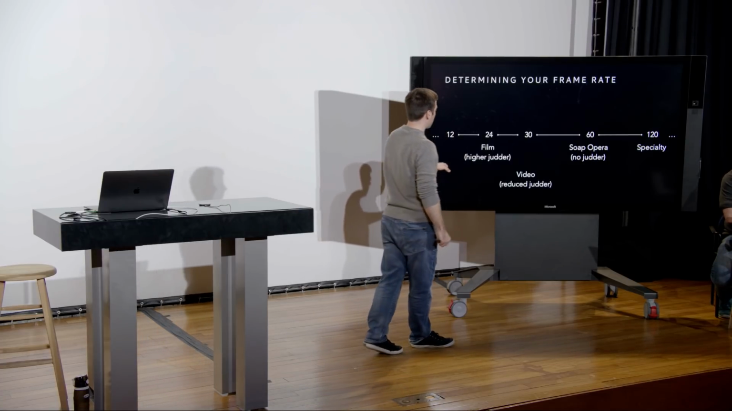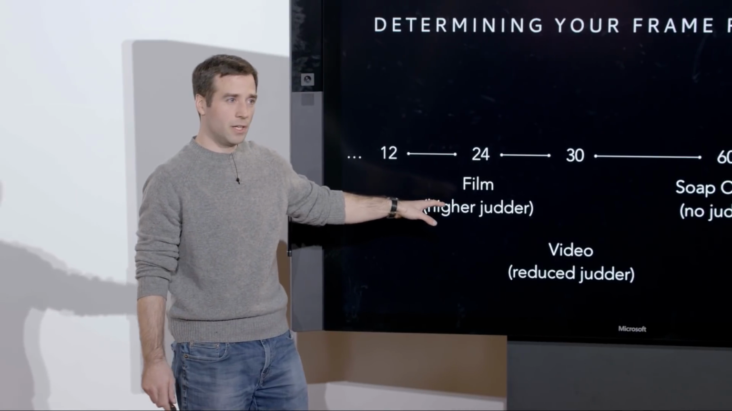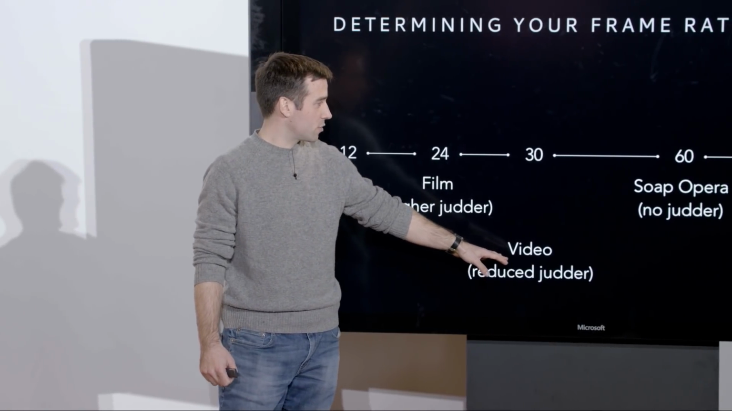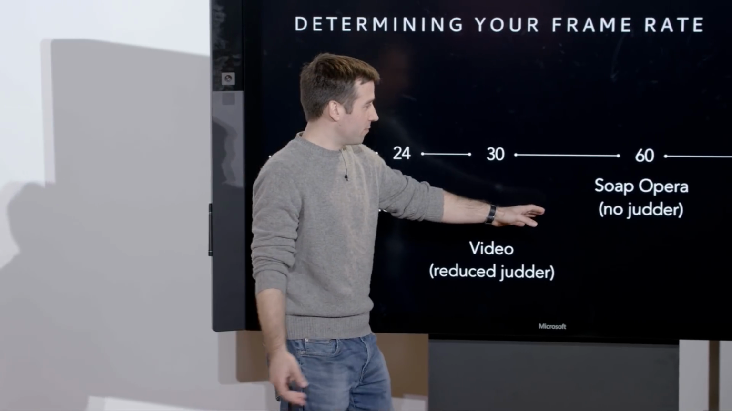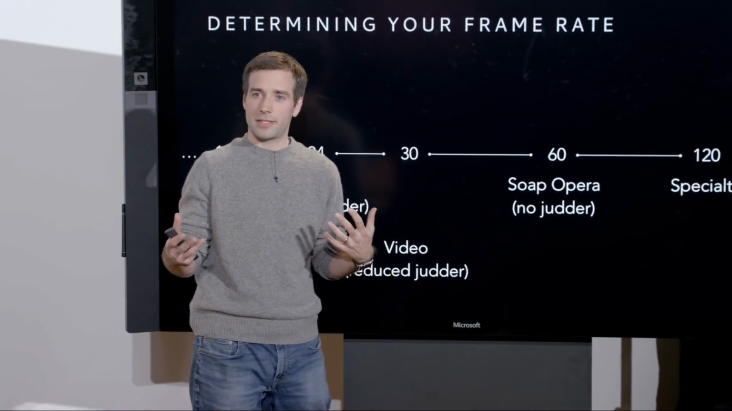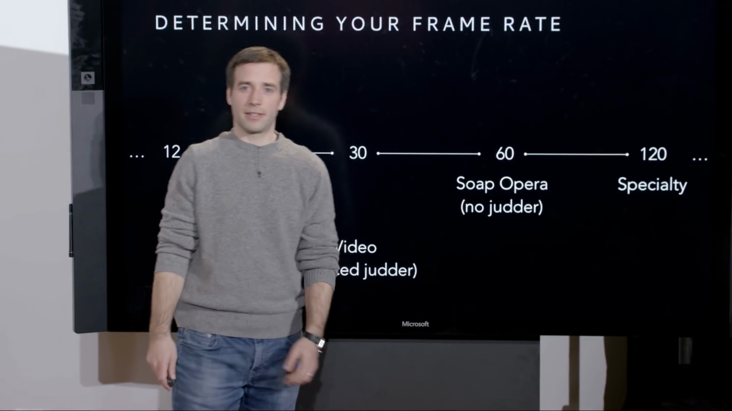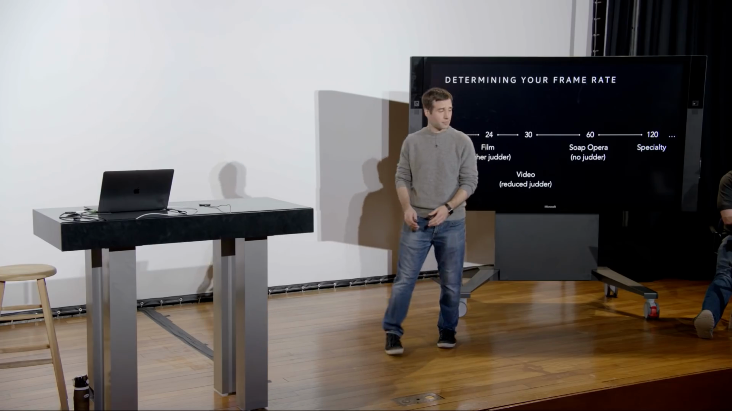So, common frame rates that we might see: 24 is equivalent to what we usually see for film. A common video standard is actually 30 frames per second. The soap opera effect, where everything is kind of very smooth, that comes down to 60 frames per second playback. And then you've got some higher frame rates at the other end that can be used for specialty things.